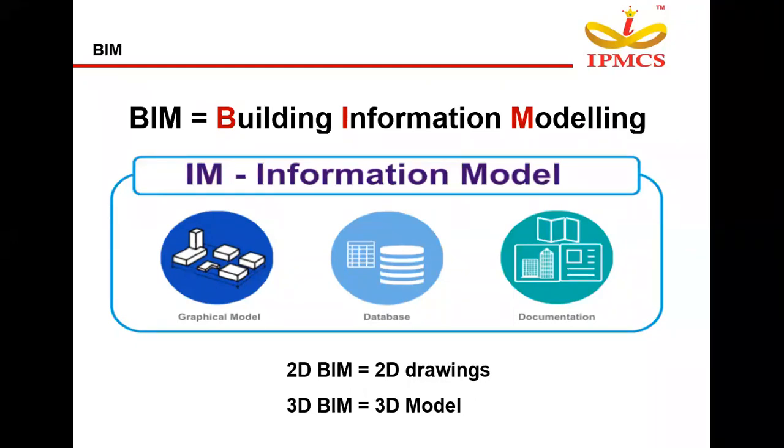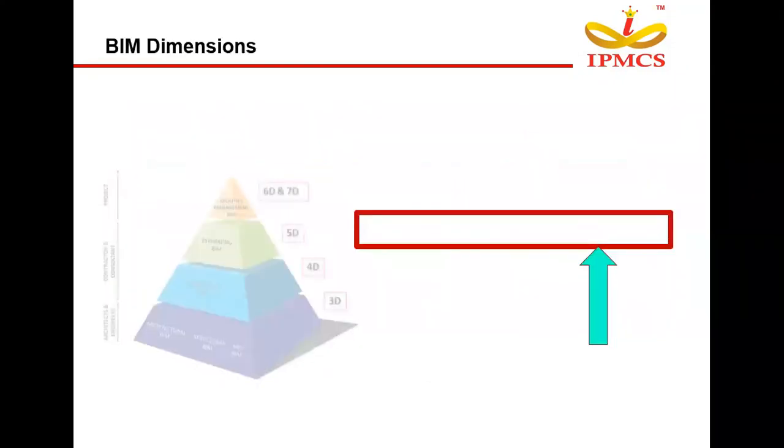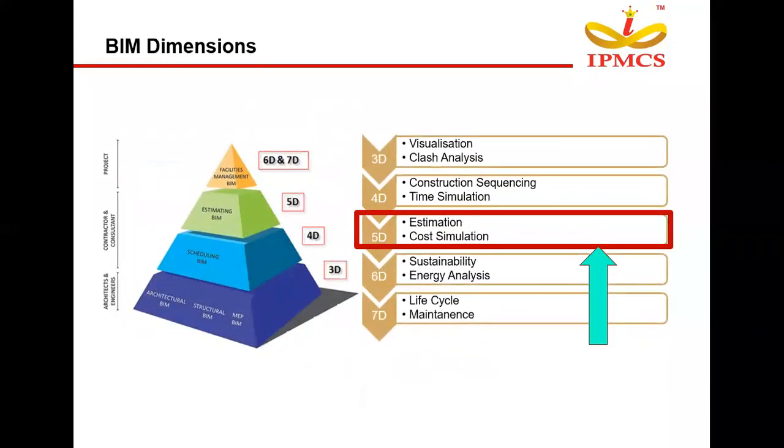When this database is linked to a 3D model, which is a graphical model, that is what is called the BIM workflow. We all know about 2D BIM, which is the 2D drawing, the second dimension of BIM, and 3D BIM, the third dimension of BIM, which is linking height to a 3D model. Yesterday we had an overview of 4D BIM, and today we are going to concentrate on the 5D BIM part, which is linking our project cost and estimated budget to a 3D model.